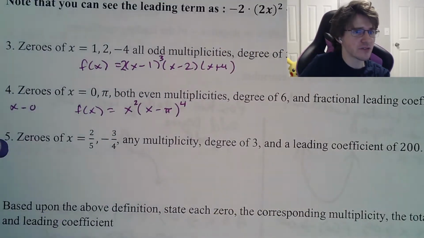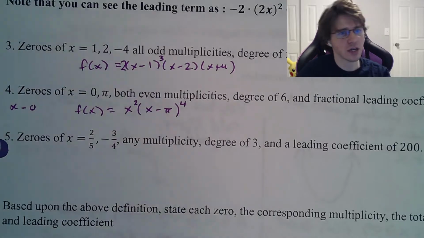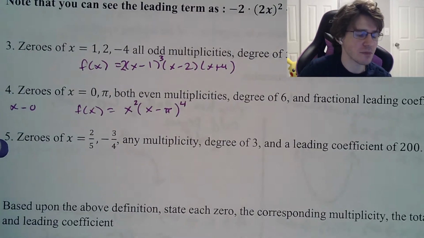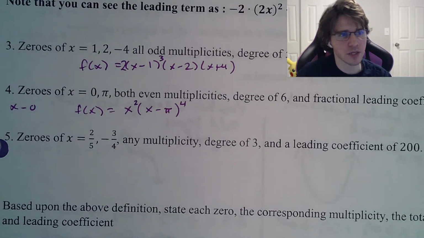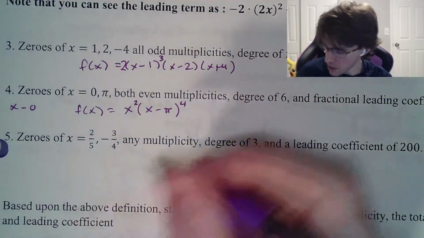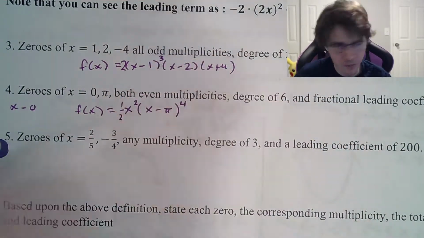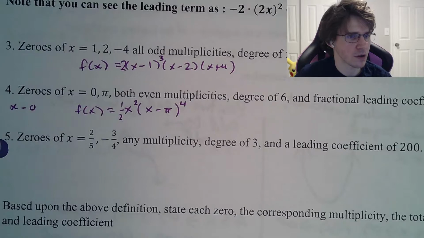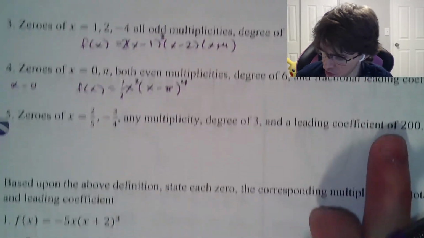You could have done it vice versa, by the way. Could have put x to the 4th and x minus pi squared. That is acceptable, but not a requirement. The degree is 6 now, and a fractional leading coefficient. How about a fraction there? Boom. We're good to go. There's our answer.